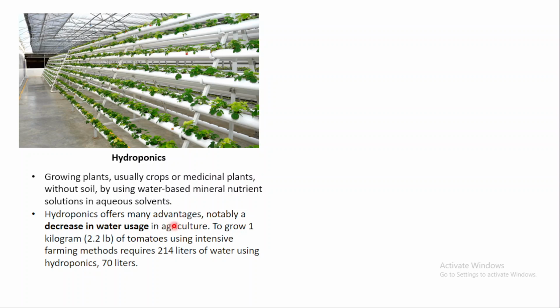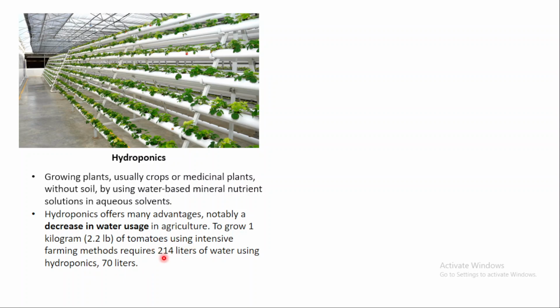And one of the best noted advantages is decrease in water usage. Now you must be saying that, sir, how can it decrease the water usage? It's only based on water, nutrients, and solvent. But the real scenario is, if you compare to grow 1 kilogram of tomatoes using intensive farming methods, means using the traditional farming methods where we supply water, fertilizers with the soil, requires 214 liters of water. Using hydroponics, only 70 liters.